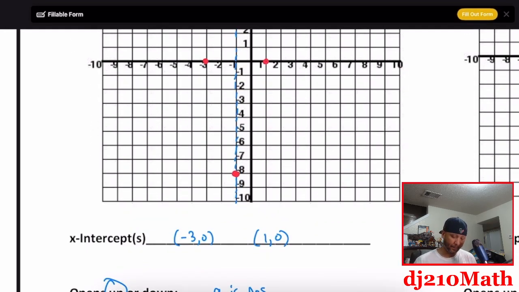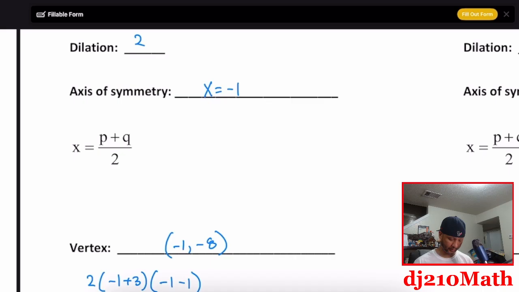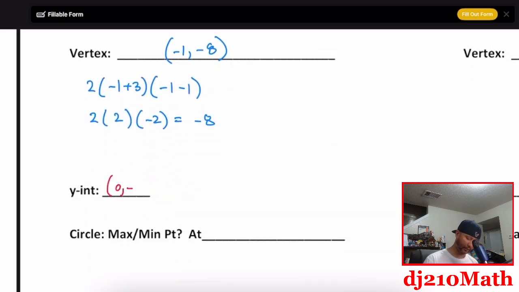Okay. If I go over 1, 1 squared is 1. 1 times a should be 2. So I go up 2. Over 1, up 2. Okay, we reflect that across. That just so happens to be the y-intercept, 0, -6. Connect the dots. Okay, 0, -6. Y-intercept we just said was 0, -6.